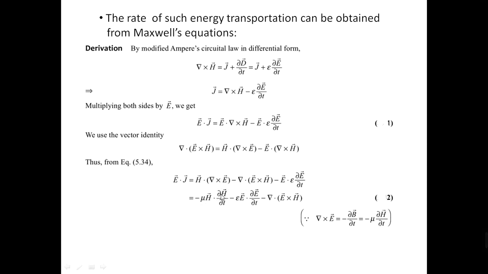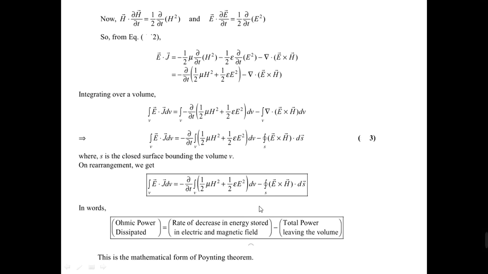Now in this equation, H bar dot dou H by dou t can be written as half into dou H square by dou t, and E bar dot dou E by dou t can be written as half into dou E square by dou t. So now in equation 2, you substitute these two values, then the expression becomes like this. You have to write the expression like this.